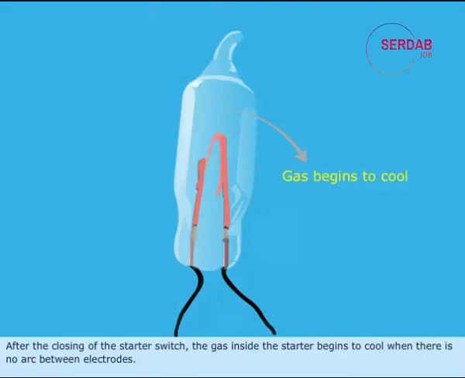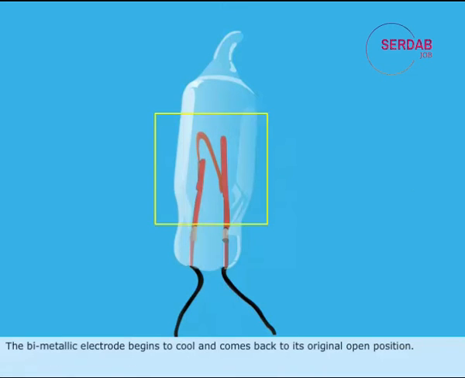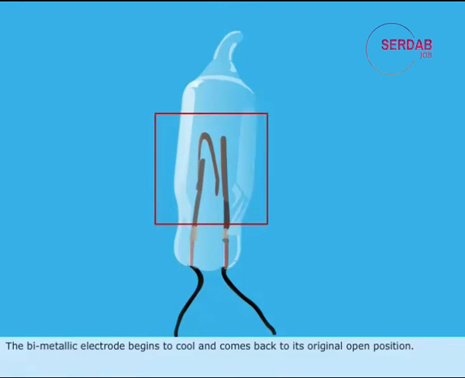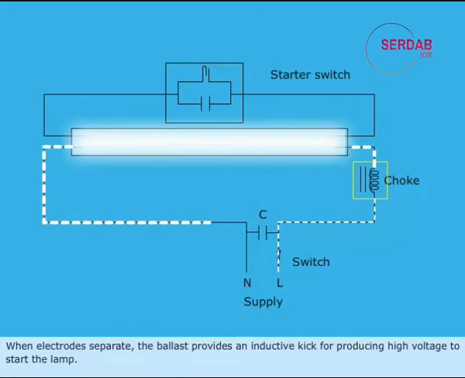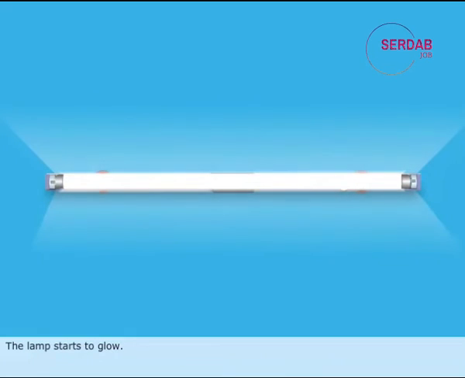After the closing of starter switch, the gas inside the starter begins to cool when there is no arc between the electrodes. The bimetallic electrode begins to cool and comes back to its original open position. When electrodes separate, the ballast provides an inductive kick for producing high voltage to start the lamp. The lamp starts to glow.